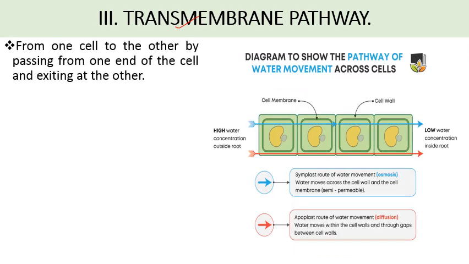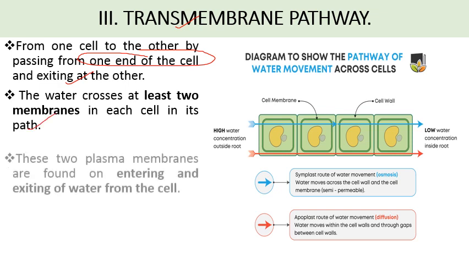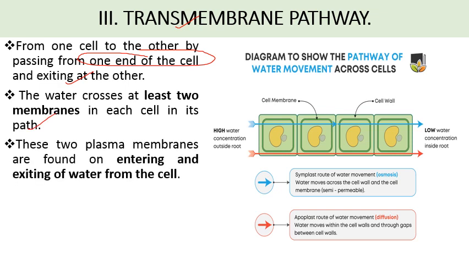Next comes transmembrane pathway. So here water moves from one cell to another by passing from one end of the cell and exiting at the other end. So the water crosses at least two membranes in each cell in its path. These two plasma membranes are found on entering and exiting of water from the cell.